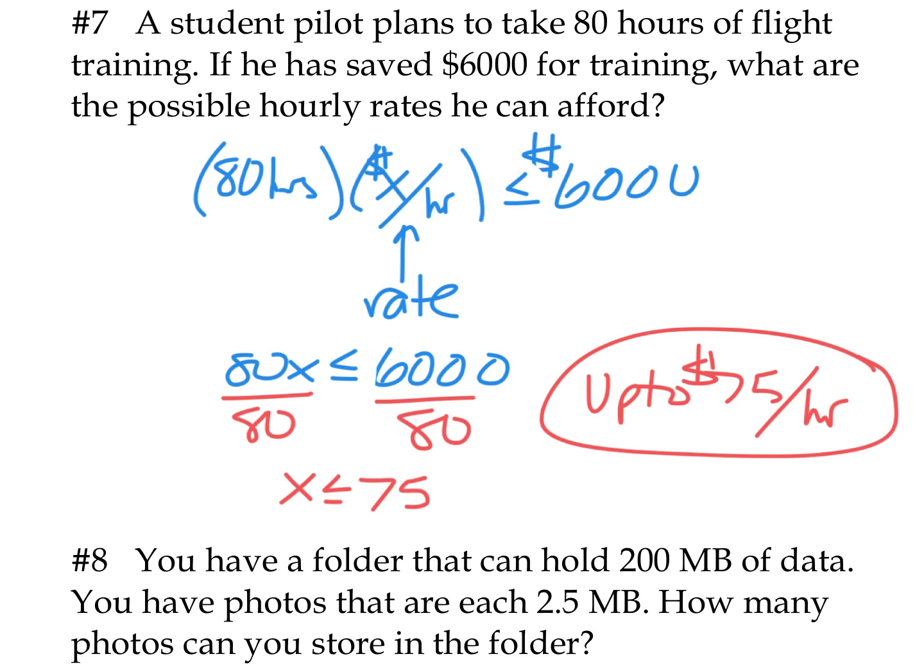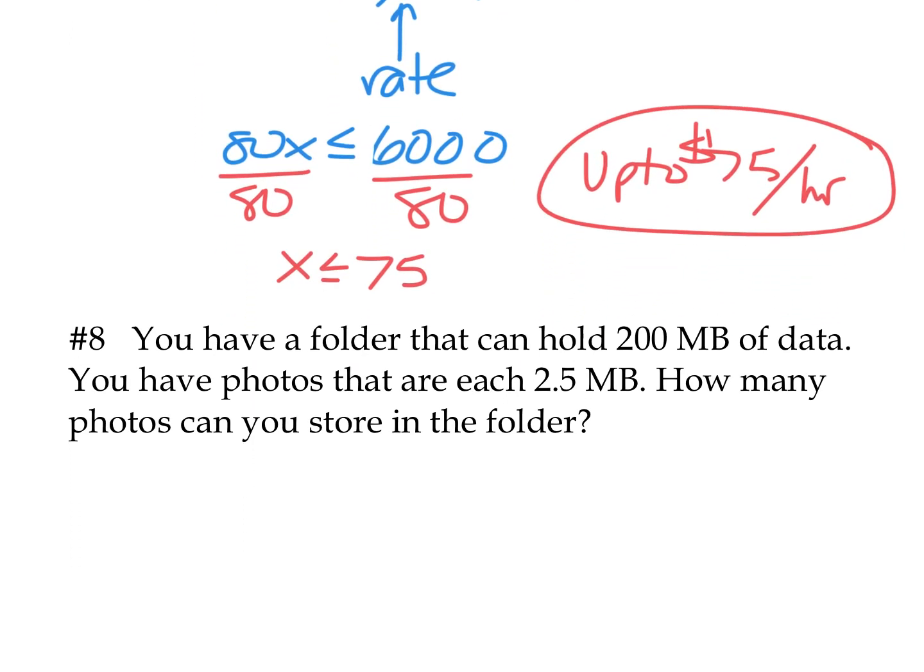Okay, up to 75. He could pay $65 an hour. He could pay $74 an hour. He could pay $75 an hour. He can't pay more than that because he wouldn't have enough money, because he only saved $6,000 so far. So it gives us the possible hourly rates that he could afford for those $6,000 to get 80 hours of training. All right, let's try another example here.